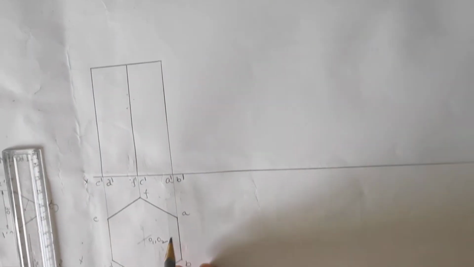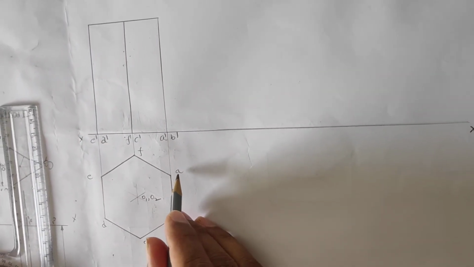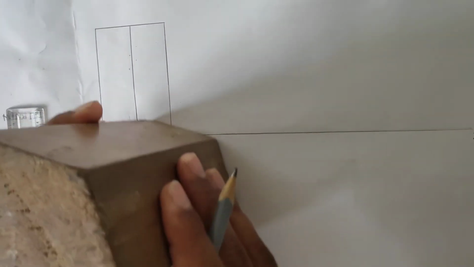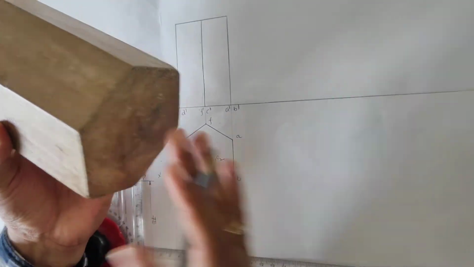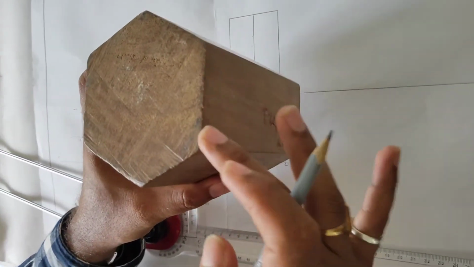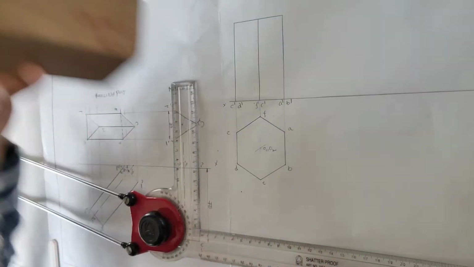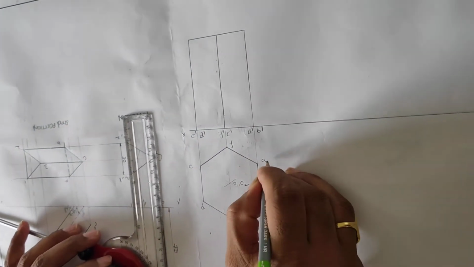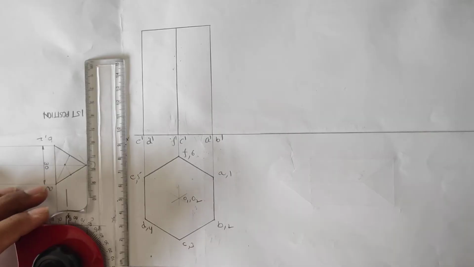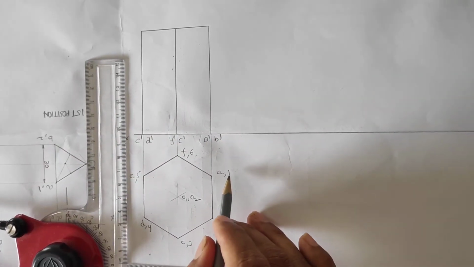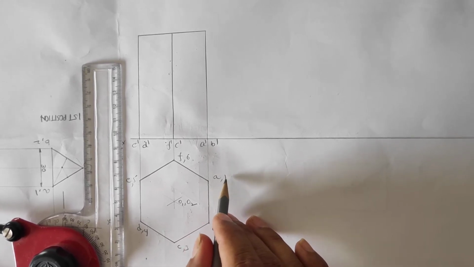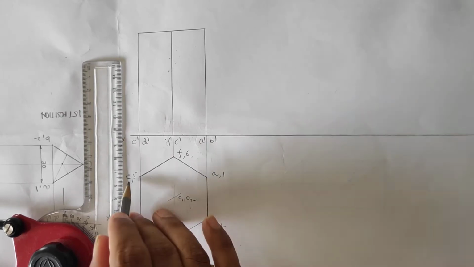Now see here, I have shown only the bottom base with notations A, B, C, D, but there will be a top face as well. This is the bottom base, A, B, C, D, E, F. The top face is 1, 2, 3, 4, 5, 6. Now this is A comma 1, B comma 2, C comma 3, D comma 4, E comma 5. So the bottom base I represent with A, and the top face with 1, 2, 3, 4, 5, 6.